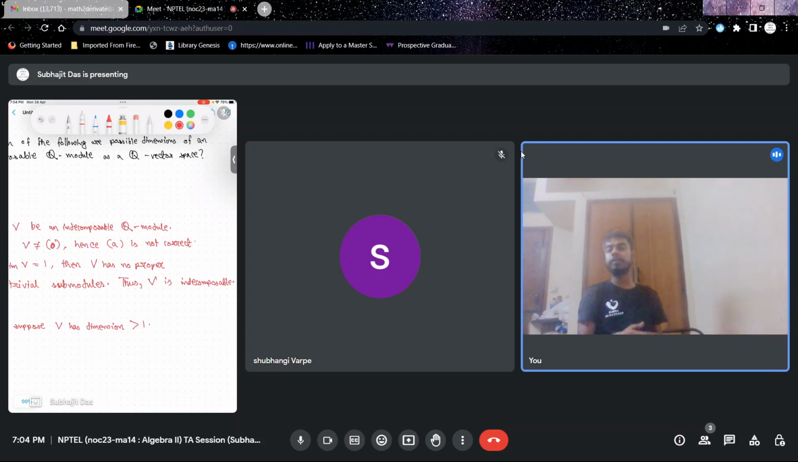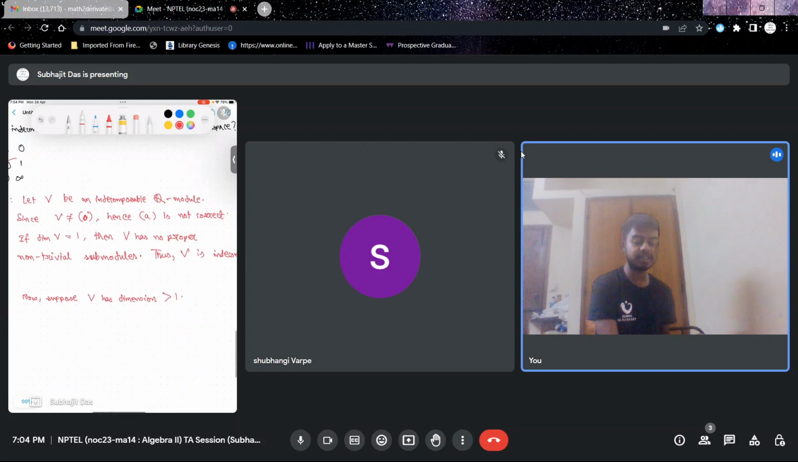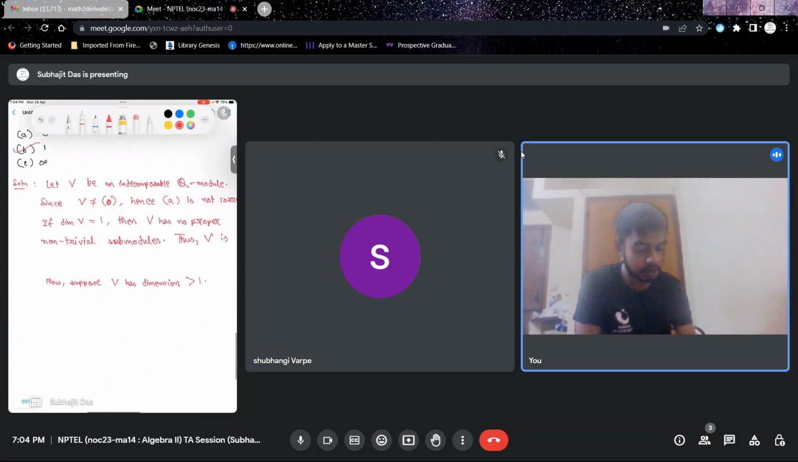So a simple module is always indecomposable, right? That's obvious. So if V has dimension 1, it's simple, which means that it will be indecomposable. Now suppose that the dimension of V is strictly greater than 1.